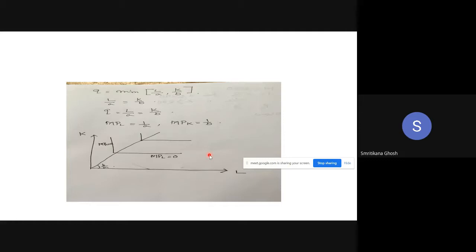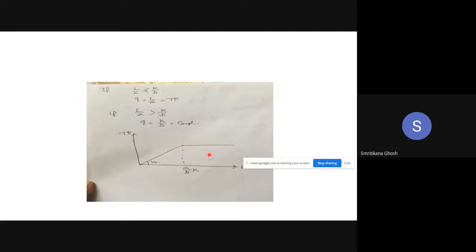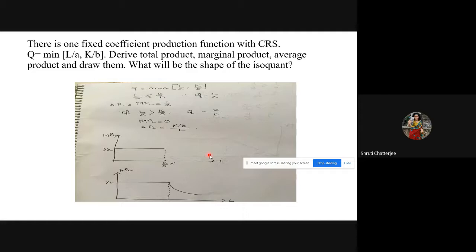I don't know for recent years, but these questions used to come actually for the fixed coefficient production function. Find out these and that. So this is actually taken from the university question paper. Ma'am, if the question is like that with DRS or IRS, then what will be the procedure? No, actually, for the fixed coefficient production function CRS is not coming because then the production function will be very complicated.